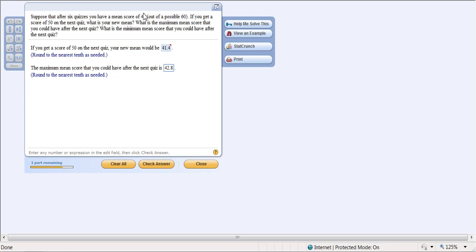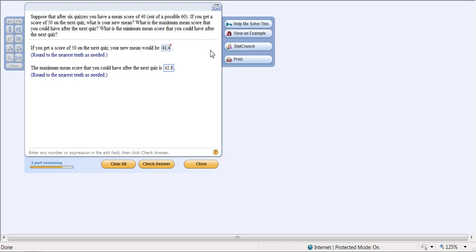Okay, let's take a look at this problem from the textbook on working with averages. They say here, suppose that after 6 quizzes, you have a mean score of 40, and a possible 60. If you get a score of 50 on the next quiz, what's your new mean? And what's the maximum mean score you could have after the next quiz? What's the minimum score? So we've got a couple different things here that we have to do.